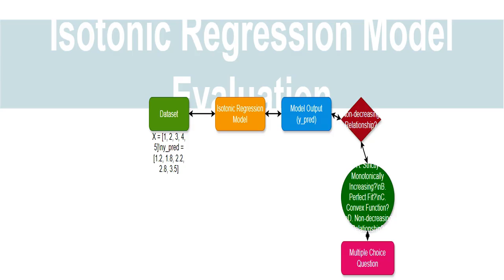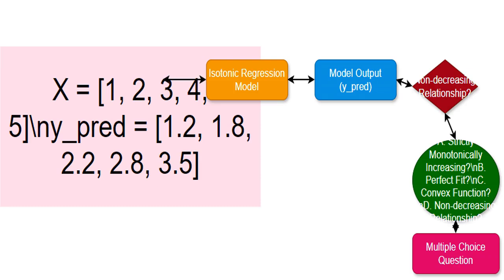This is the dataset used to train and evaluate the isotonic regression model. I see a simple relationship between the features, x, and the target variable, implied by y_pred. This is the type of model used. Isotonic regression creates a non-decreasing piecewise linear fit to data. It fits the data by finding the best possible fit which does not decrease.